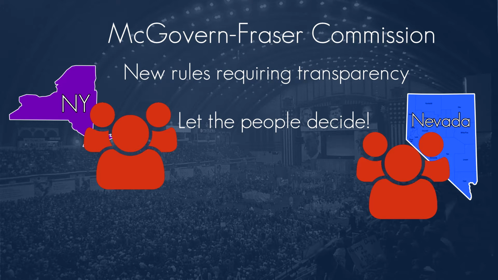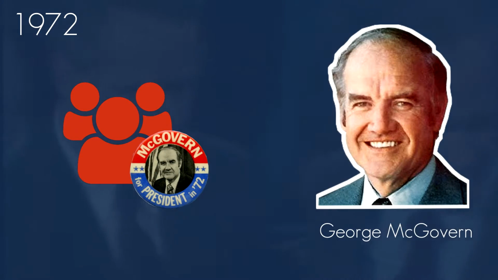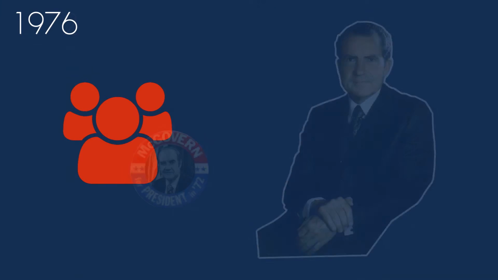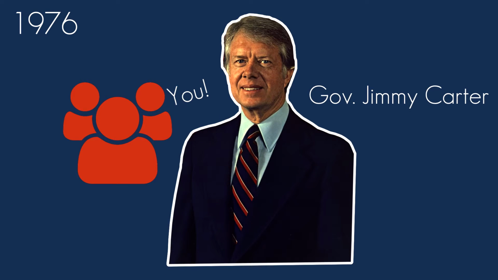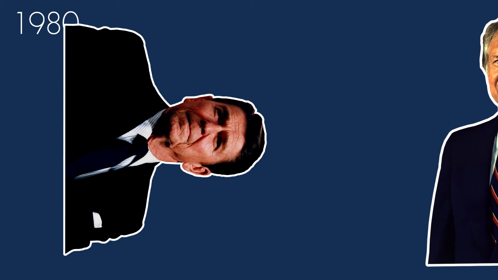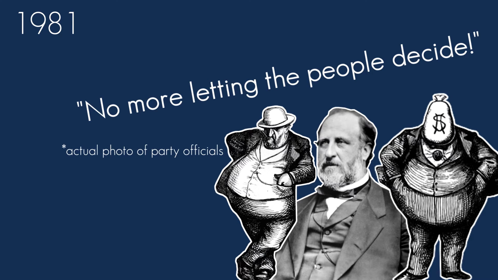The result? Well, in 1972, the new Open Convention nominated outsider and anti-war Senator George McGovern, who went on to be trounced by President Nixon in the general. Then in 1976, the good voters chose an obscure Governor Jimmy Carter as the nominee. He won that election, but after one term, he was embarrassingly defeated by Governor Ronald Reagan in 1980. So the party officials decided to pump the brakes on this experiment in democracy. No more letting the people choose losing candidates.